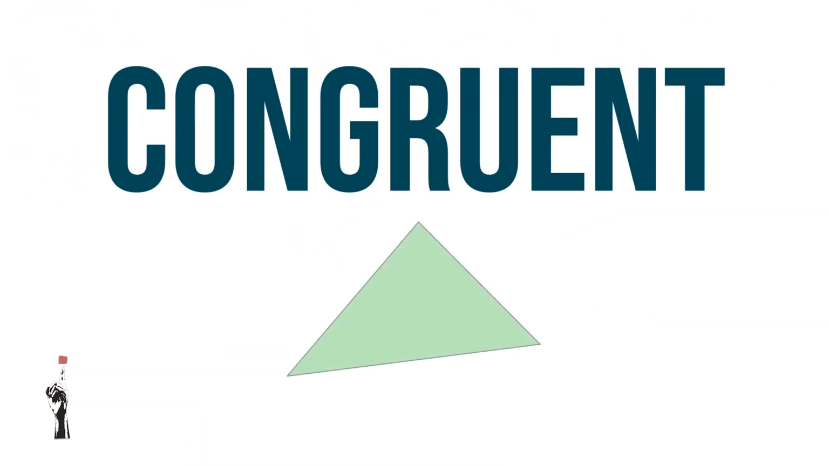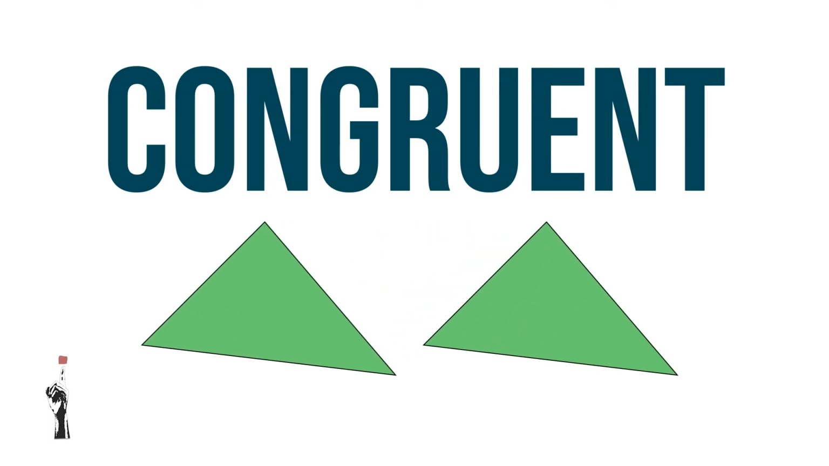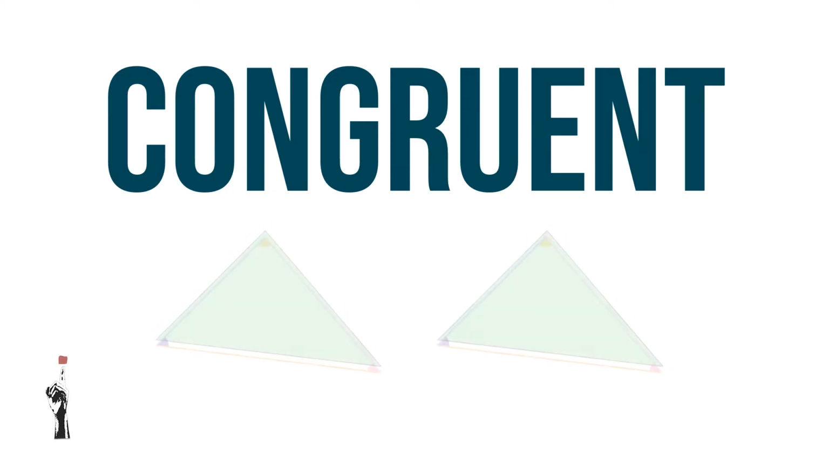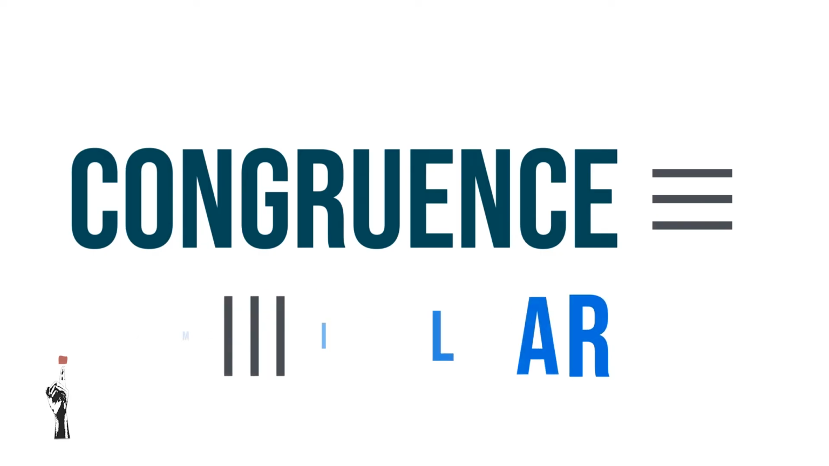When we say that two shapes are congruent, we mean that they are identical. They are exactly the same. They are the same shape and the same size. We indicate congruence by using this symbol, these three horizontal lines. If we have three vertical lines, we say that they are similar.